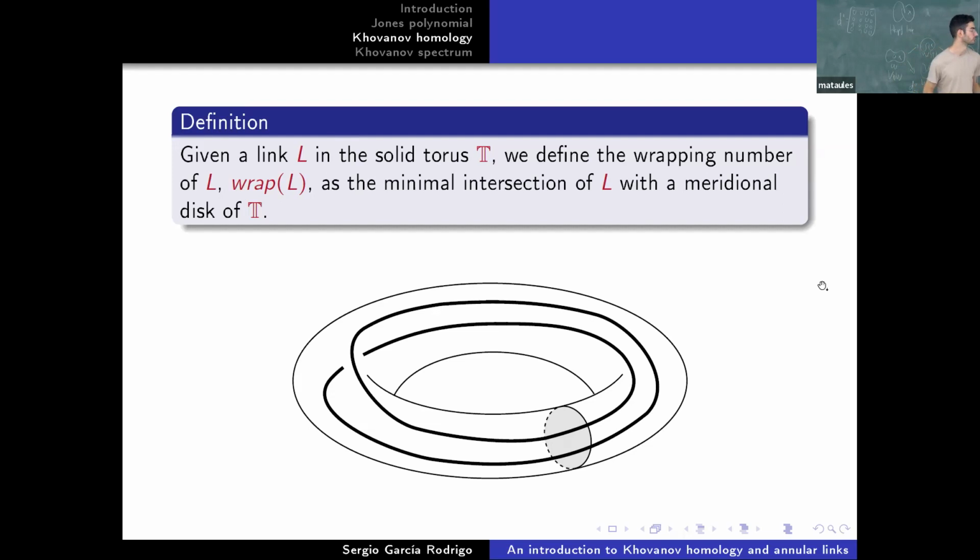on the solid torus. Okay, so you can deform the knot however you want with isotopies, with Reidemeister moves, and you can move the meridional disk around the torus. You count the number of intersections you have, but the minimal number is the wrapping number. Okay, so it kind of tells how many times it winds around the center.